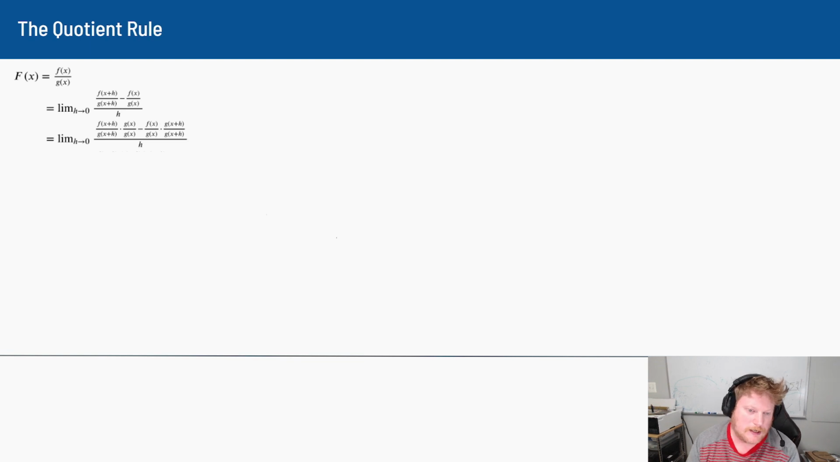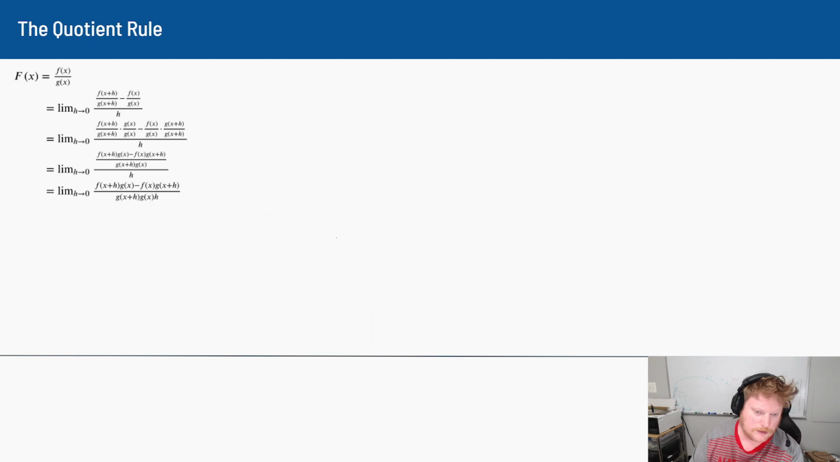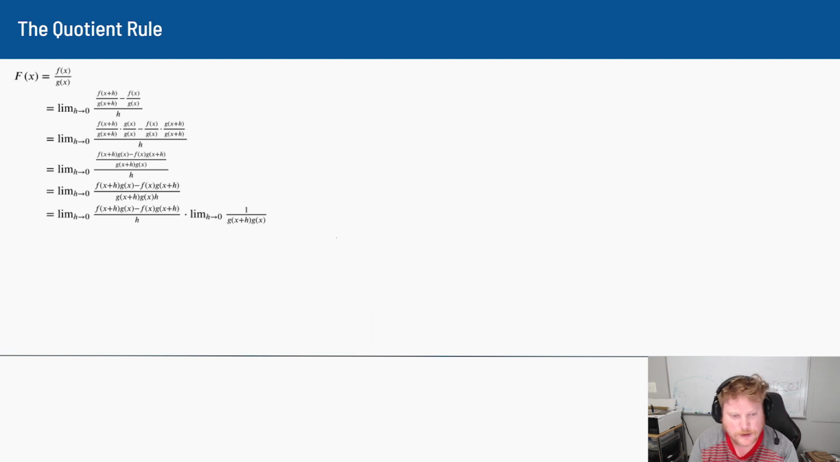So first thing I want to do is to try to combine the quotients in the numerator, and I'm going to accomplish that by creating a common denominator of g of x plus h times g of x. Once I have achieved that common denominator, I can combine those two ratios in the numerator, and then we will quickly simplify to a single fraction by multiplying by 1 over h in the numerator. Now I can pull out the two factors in the denominator, g of x plus h and g of x, as long as I bring the limit with me.